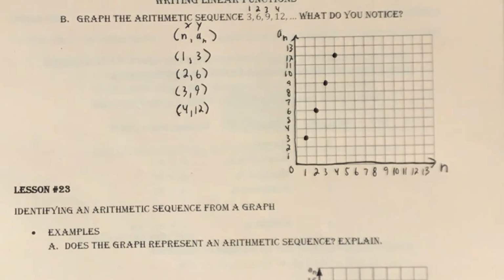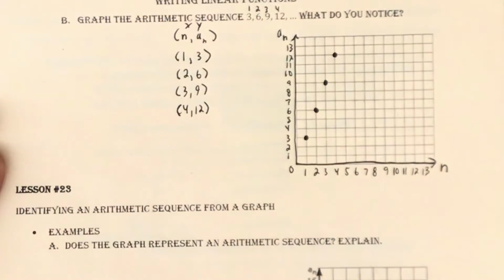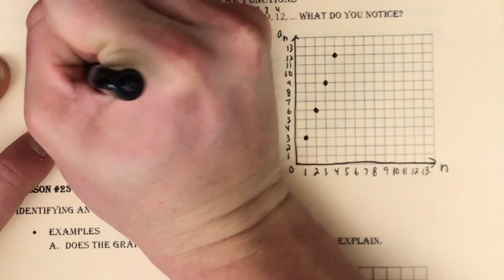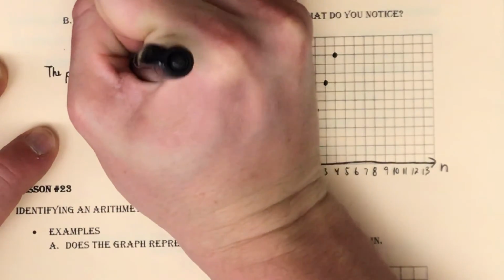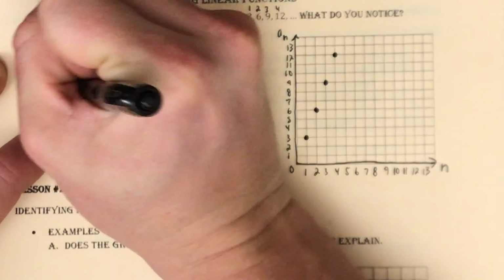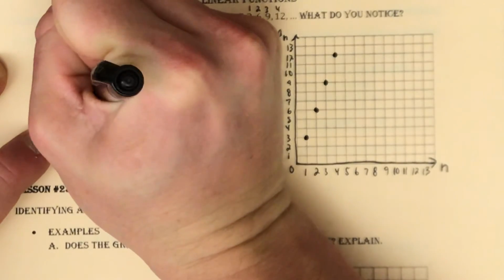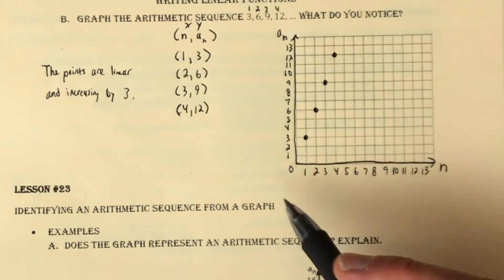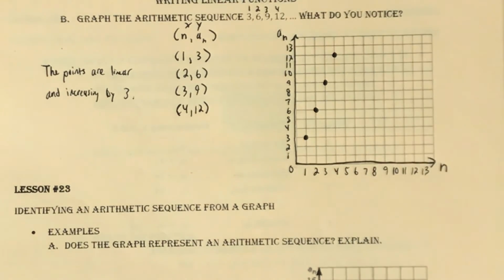All right, so what do we notice about this one? Well, it's kind of similar to example A in terms of those points going in a line, right? Arithmetic sequences are pretty much always going to be linear. So what do I notice? I noticed the points are linear and increasing by 3. Pretty simple, right? So for every time I move 1 on the n, the a of n is increasing by 3.